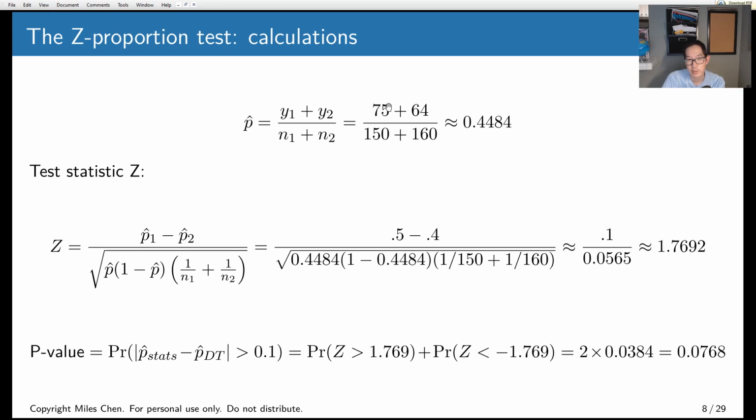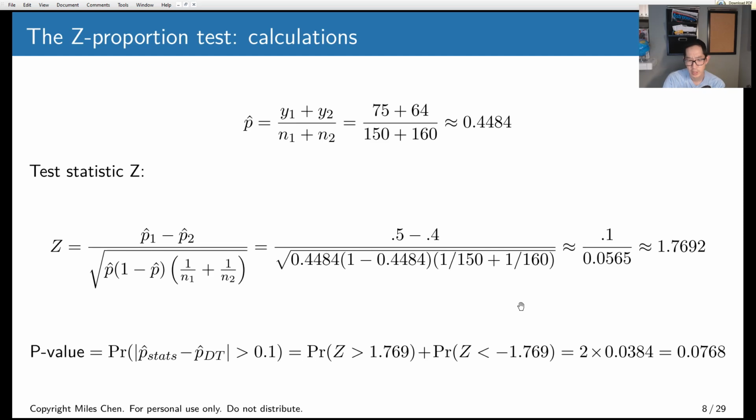So we had 75 out of 150 for stats, 64 out of 160 for data theory. So a total of 75 plus 64, so what's that, 139, divided by a total of 310 students. And so our overall proportion is 0.4484. Okay, we would plug that into our standard error, and so our z-score is going to be our observed difference of 10 percentage points divided by the standard error. So when you plug in all of the values for the standard error, you get a standard error of around 0.0565. So this gives us a z-score of around 1.77.